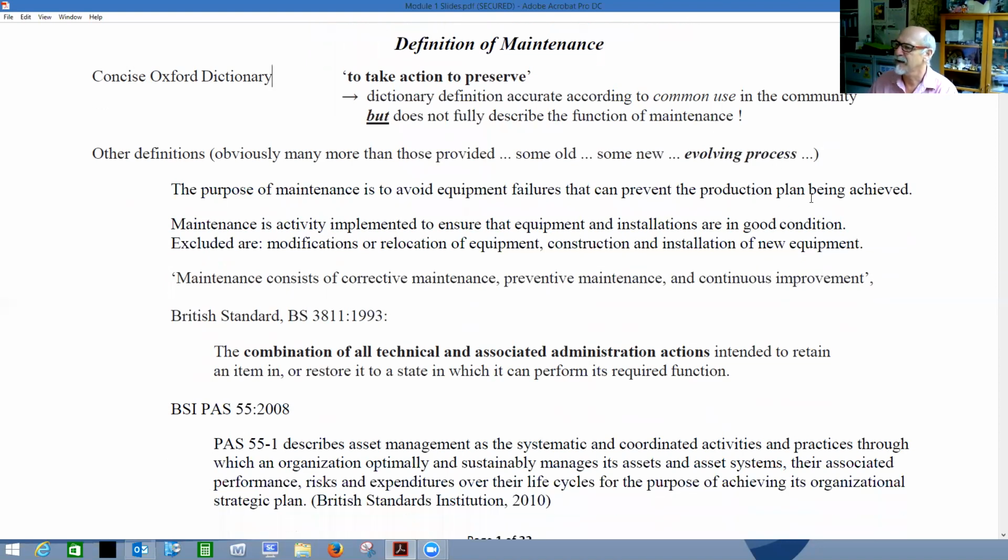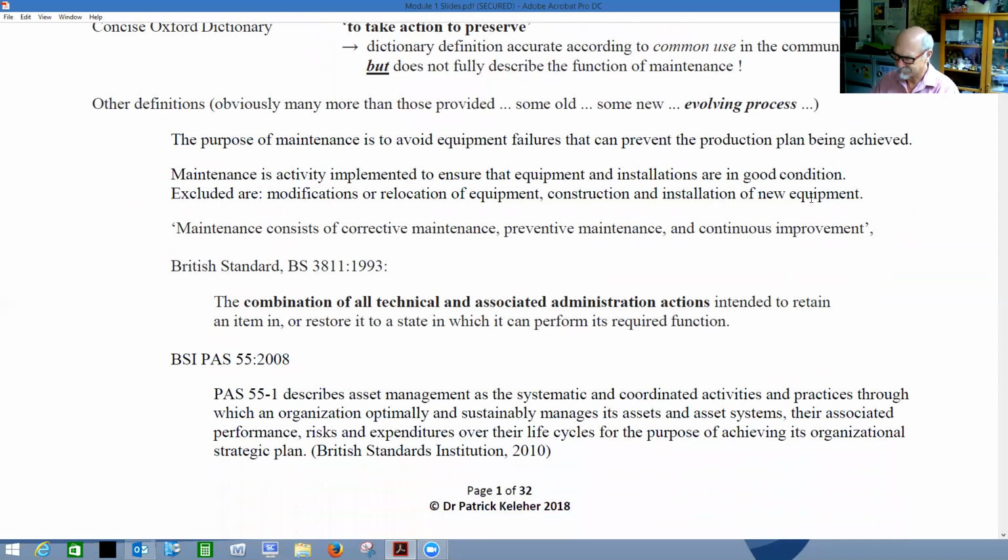And then here's a professional body, the British Standards Institute. It says that maintenance is the combination of all technical and associated administration actions intended to retain an item in, or restore it to, a state in which it can perform its required function. So again, some of them can be cumbersome, some of them are quite formal. Again, British Standards came up with the PAS 55 work. It's been superseded by some international standards, but still, it's important.